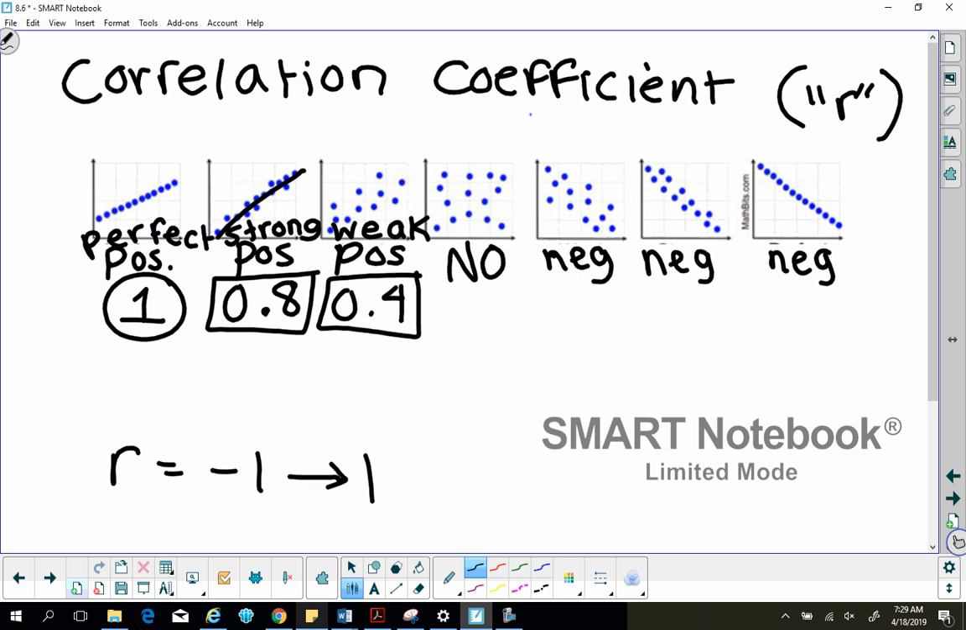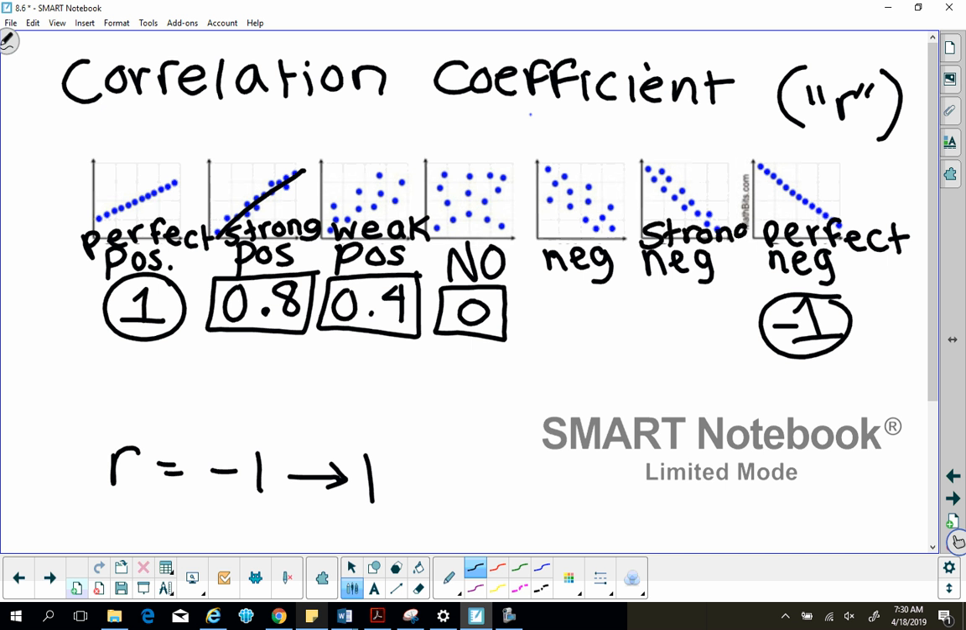What about no correlation? What do you think the correlation would be? 0. The closer it is to 0, the weaker it is. Then I go over here. This is strong, and it's perfect, so it's going to be 1, right? It's really strong. But what sign is going to be in front of it since it's going down? Negative. So this one will be -1. Perfect negative. And it's only perfect if it's perfectly in line. This one is pretty close, so what is it going to be right here? Strong negative. I'm going to put 0.8, but the sign is going to be negative because it's going down.